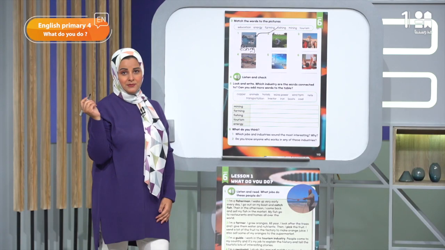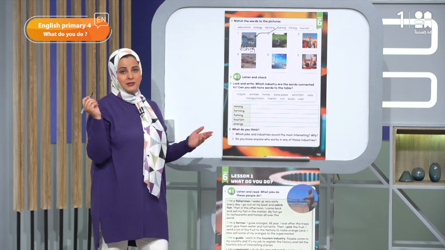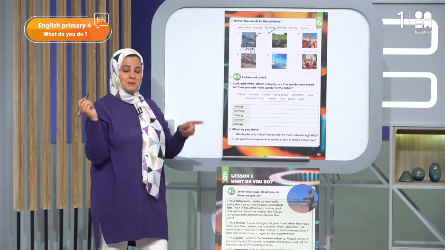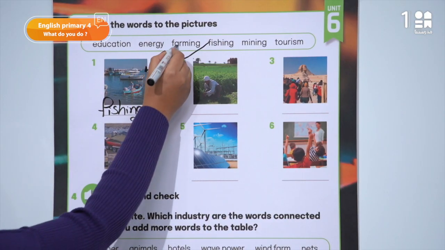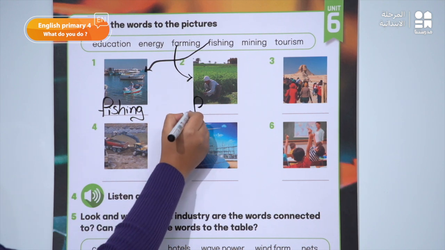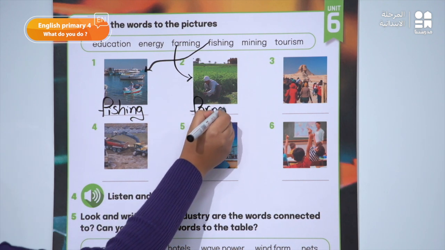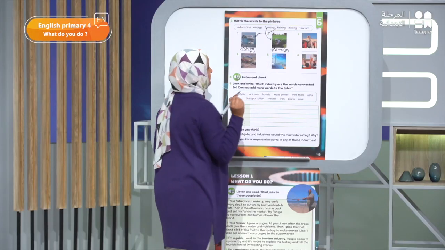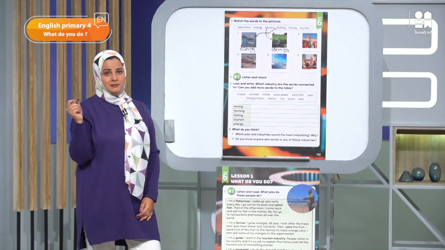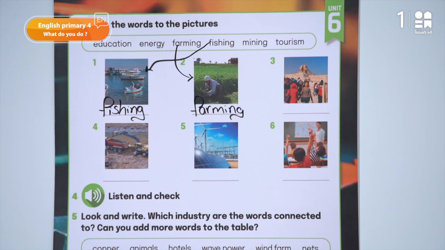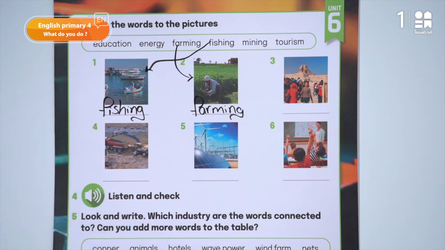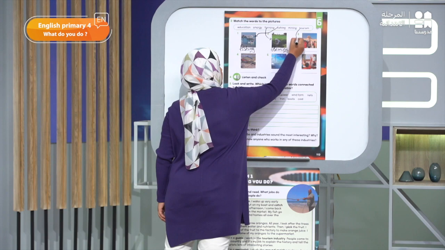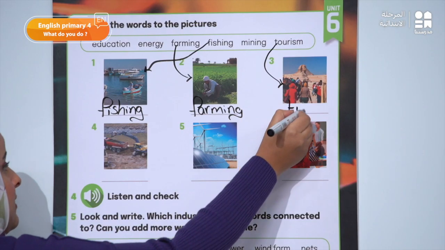Okay, number 2. I can see a farmer. So picture number 2 is about farming. Very good. Don't forget, we need to match and then we write down the word. Picture number 3. I see tourists and they are taking a look at the Sphinx and the pyramids. So it's about tourism. Very good. So tourism, number 3, and we will write it down.